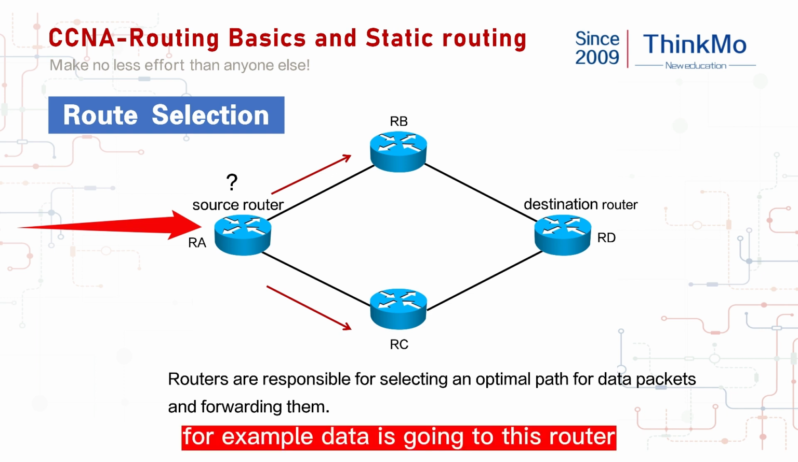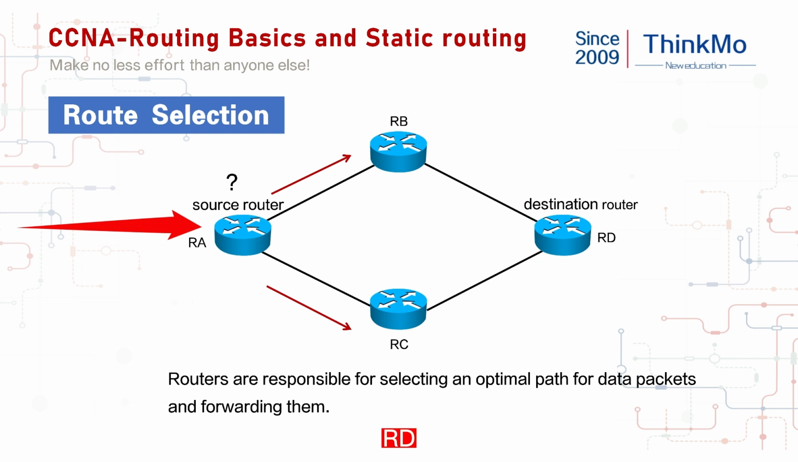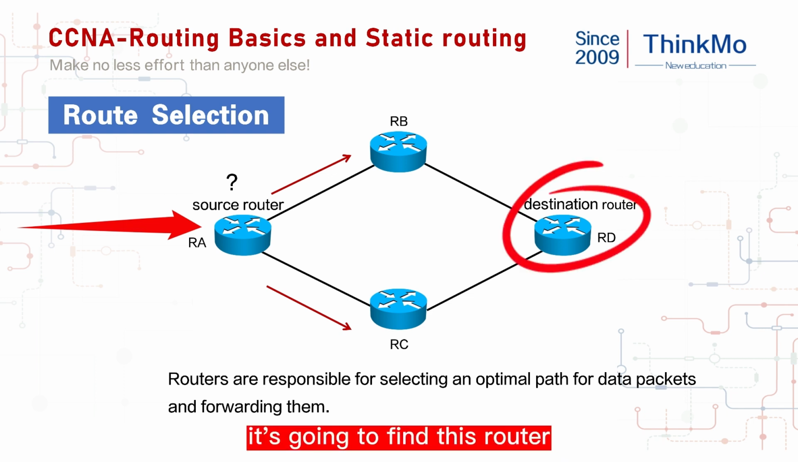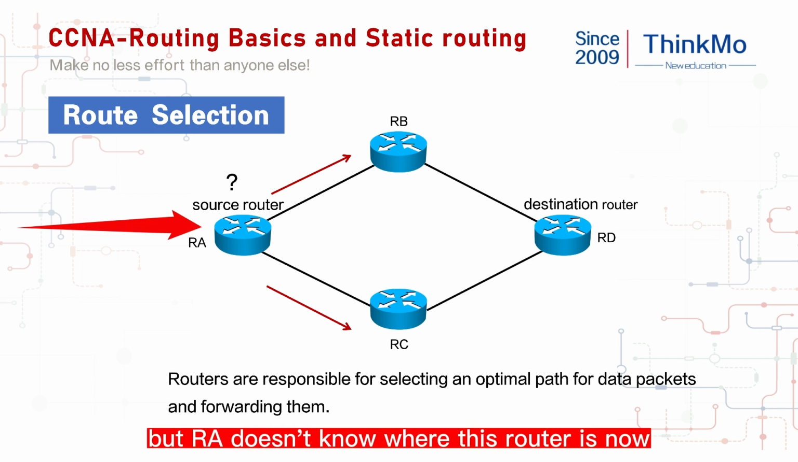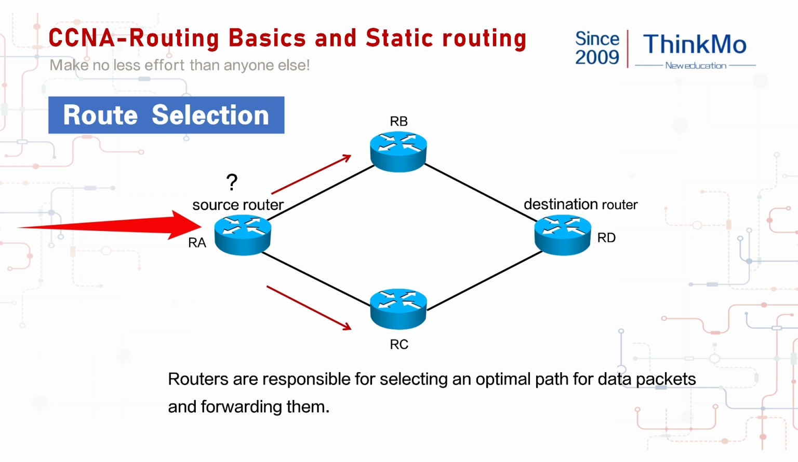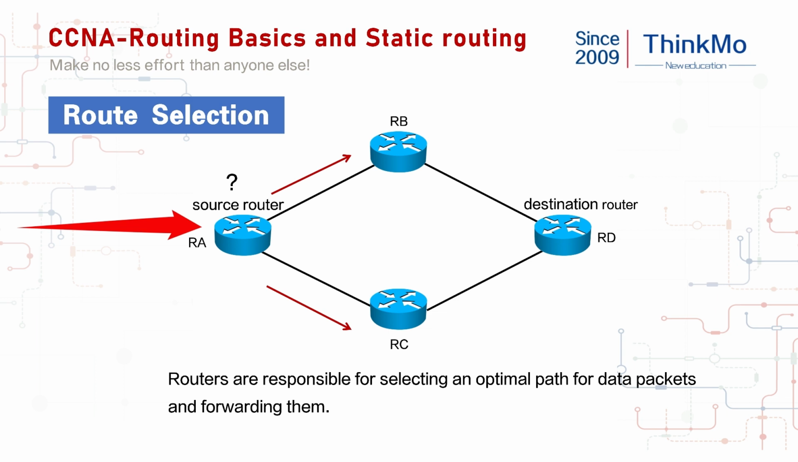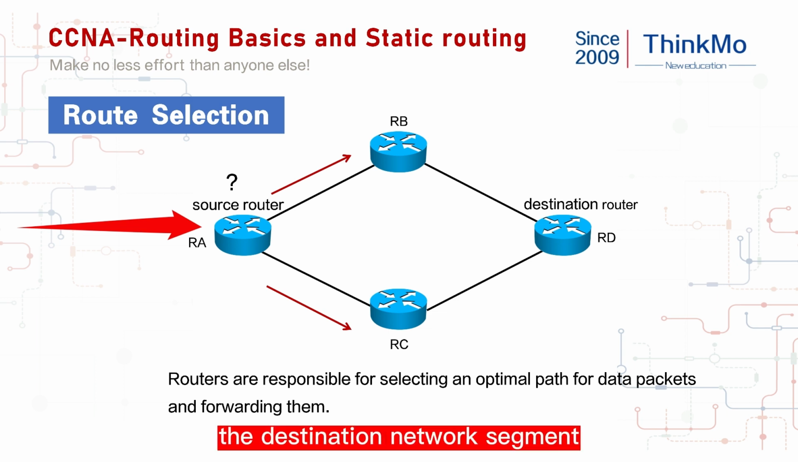For example, data is going to this router RD. Then RA will think about it now. RD wants RA to help it forward data. It's going to find this router, but RA doesn't know where this router is now, so it is unable to forward data for RD. If possible, RA will help it. If not possible, then RA will discard the packet. What we said: is there any information about the destination network segment? We call it: is there a routing entry to the destination network segment? We will focus on this routing entry today.